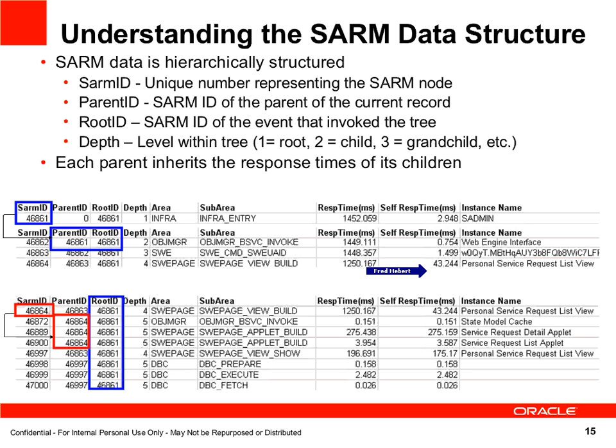Now we're starting to see some of the things that were there. In fact, if I were to blow that up a little bit, you can see the transaction where we're building the view, 46864. It has, as a parent, 46863, and as a root, 46861, the initial transaction that called this whole thing. And so you can see how all those things are interrelated using those SARM IDs.